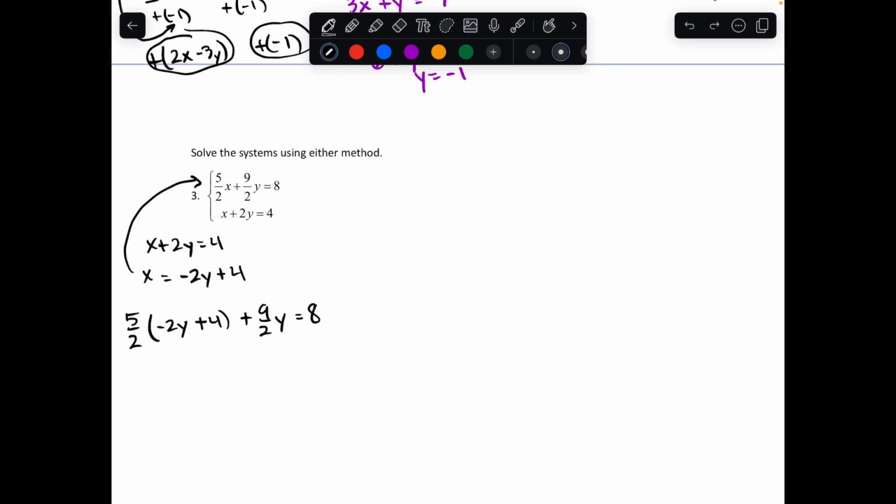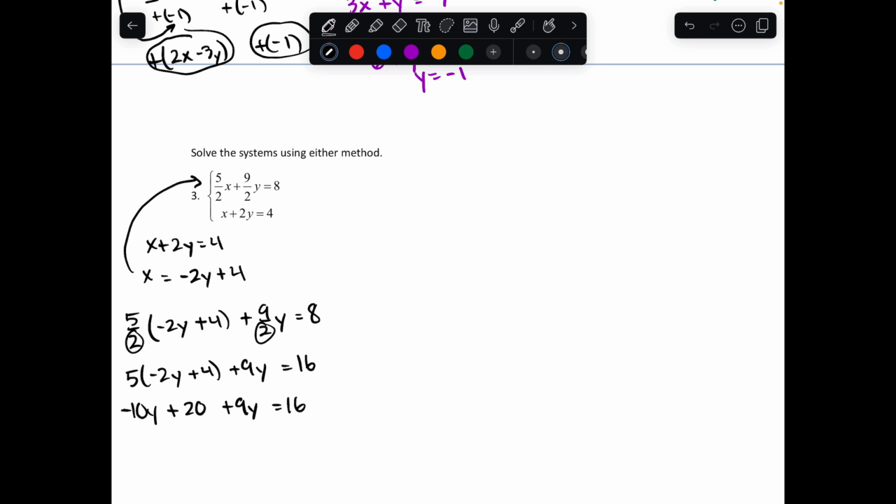Now, before I distribute everything out, I see that I have a denominator of 2 in both of these places. So I'm just going to multiply both sides by 2 to get rid of that, so I don't have to deal with any more fractions for the time being. So, multiplying both sides by 2, I'm going to have 5 times negative 2y plus 4 plus 9y is equal to 16. Distributing the 5, we have negative 10y plus 20 plus 9y is equal to 16.